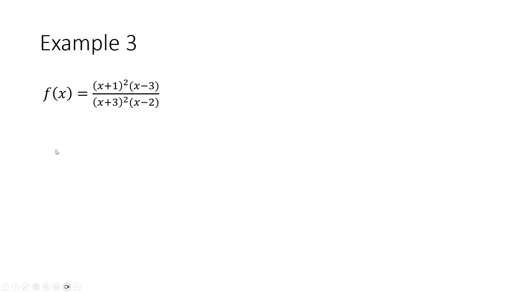All right, let's look at another one. For example 3, we have f of x equals (x plus 1) squared times (x minus 3), over (x plus 3) squared times (x minus 2). So this is fully factored, right? Everything is factored completely. There are no common factors though, right? So there's nothing that I can actually cancel out, which again means there are no holes in the graph because nothing cancels.